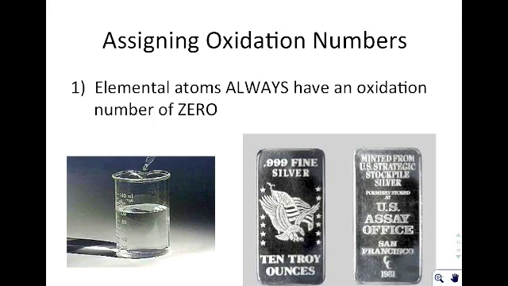The rules are that elements are always zero. If you have zinc and zinc is by itself, its oxidation number is zero because there's nothing wrong with its electron differential. There's no electrons missing or electrons that are there. So the oxidation number of elements that are by themselves are always zero. Now that applies to diatomics as well. If you have H2, the oxidation number is zero because that's technically an element by itself.